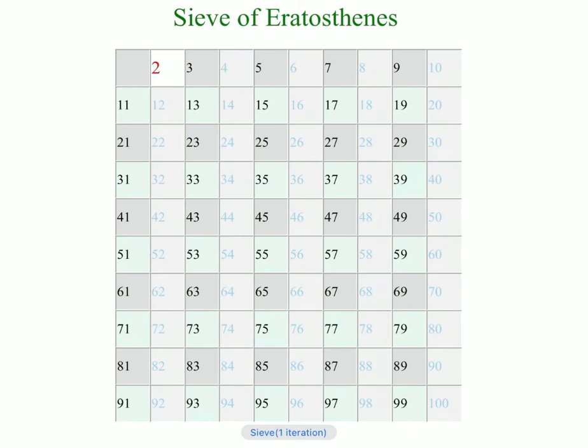The next step is to move on to the next number that's not crossed out, and that would be 3 in this case. We would highlight 3 red or circle it, whatever. We would acknowledge that it is a prime and then cross out all multiples of that number. So here's what it would look like. 3 is now identified as a prime number and all multiples of 3 are crossed out.